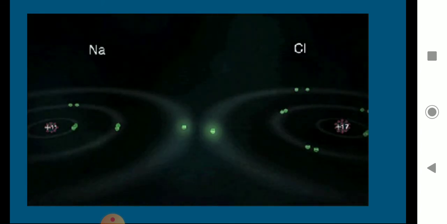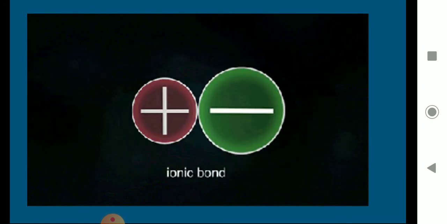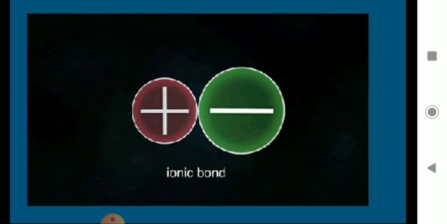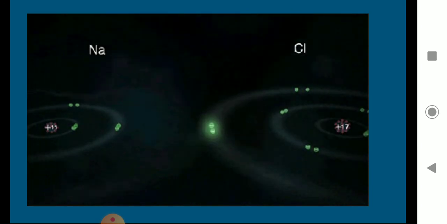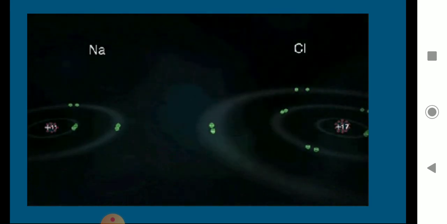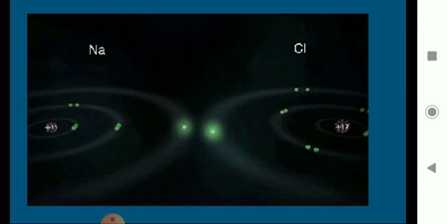So NaCl, sodium chloride, is an ionic compound because it has been formed because of give and take of electrons. Now from here, who gives the electron? That is the metals, and who takes the electrons? Those are the non-metals. So metals give the electron, non-metals receive the electron.